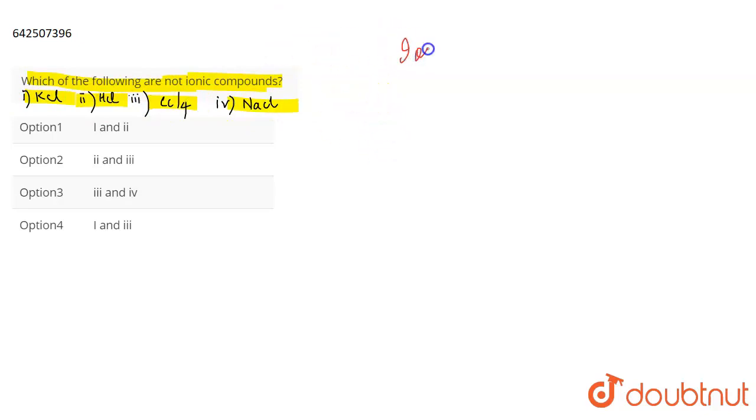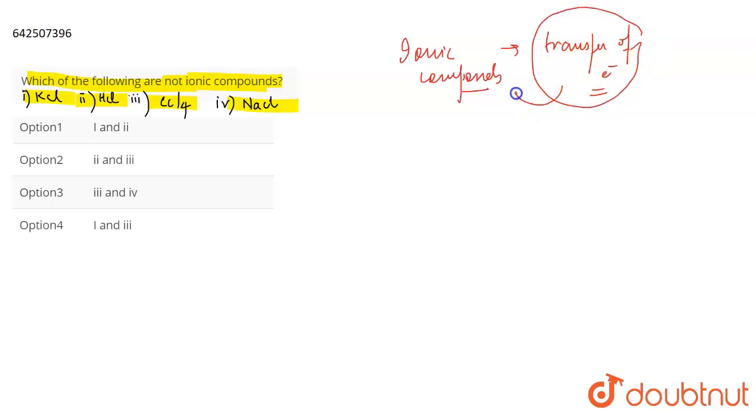Okay, so first of all, what are ionic compounds? If we talk about the definition of ionic compounds, then such compounds are formed by transfer of electrons, right? Such compounds, or ionic bonds especially, are formed by transfer of electrons, and the compounds that are formed by transfer of electrons are called ionic compounds. Okay, so basically this is how an ionic bond is formed. So such compounds having ionic bonds, having bonds that are formed by transfer of electrons, are known as ionic compounds.